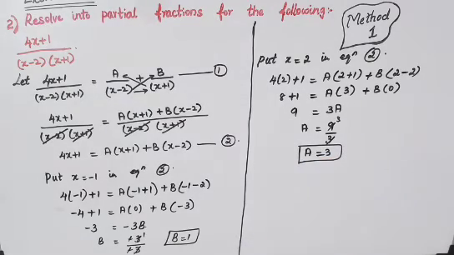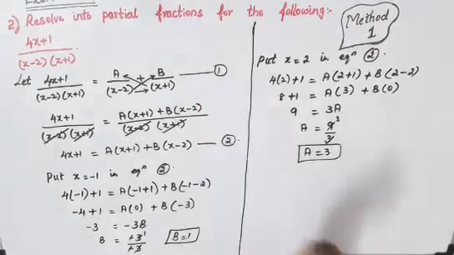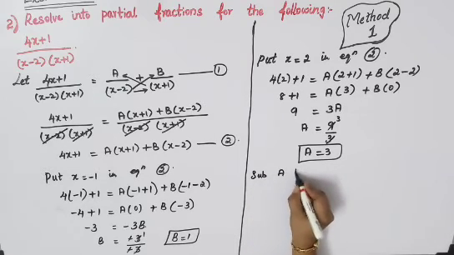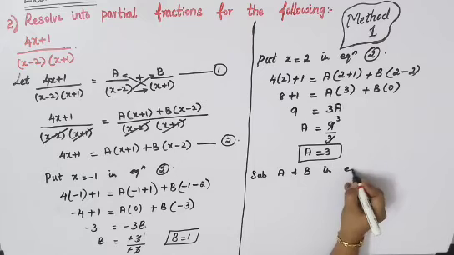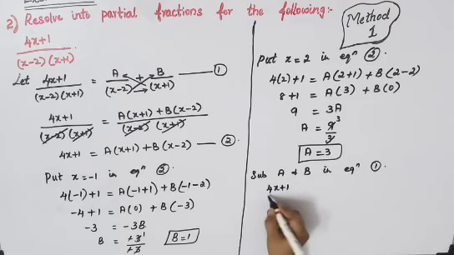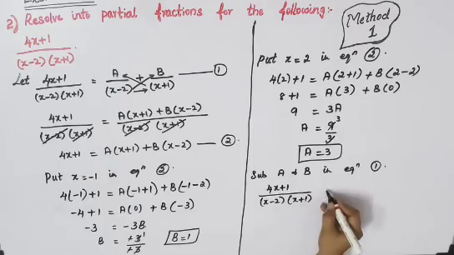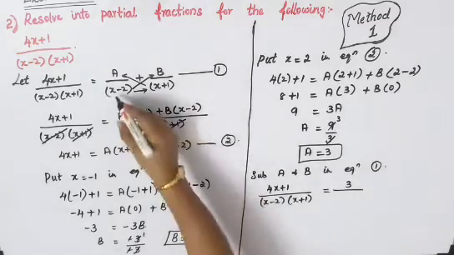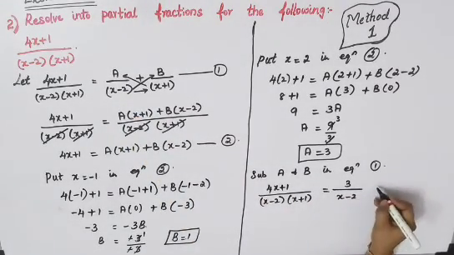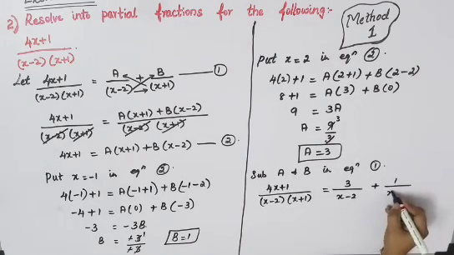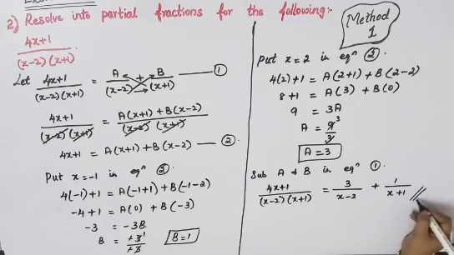So once you have got your values of a and b, just substitute in your equation 1 here. So that will be the last answer. Okay, so substituting over there, 4x plus 1 divided by x minus 2 into x plus 1 is equal to, here a is there, your a is 3, so 3 divided by your denominator part as it is, x minus 2, plus, again b is there, so b we have got 1, so 1 divided by your denominator part, x plus 1. So this is the answer for your second question.